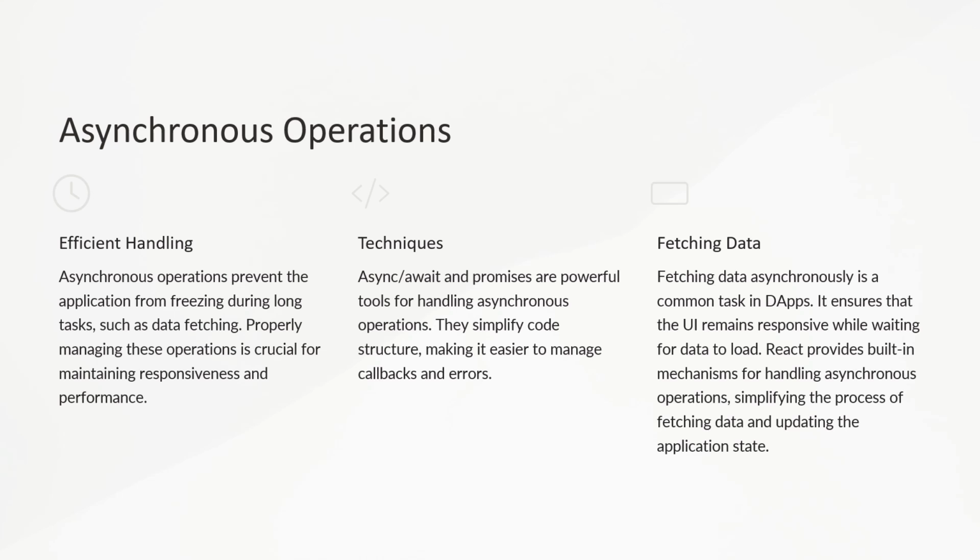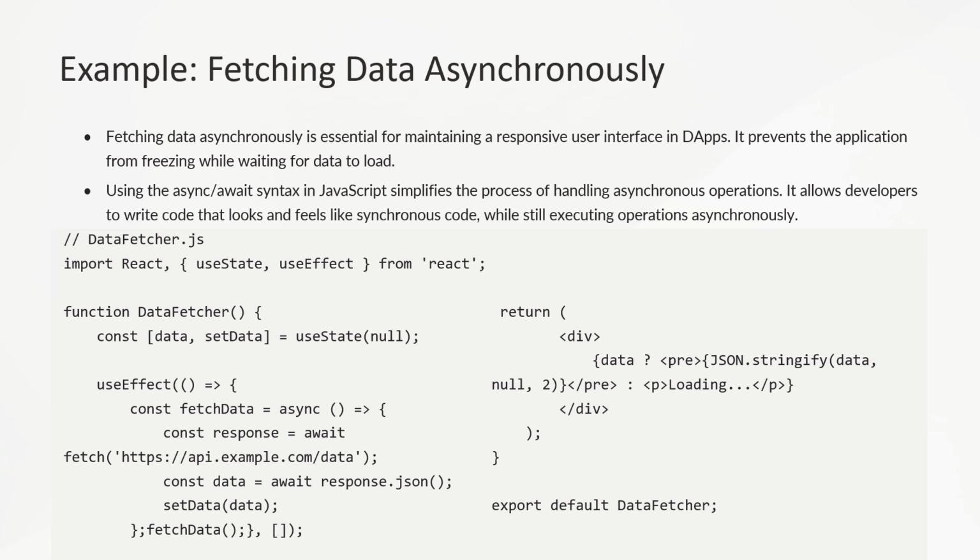Fetching data asynchronously is a common task in DApps. It ensures that the UI remains responsive while waiting for data to load. React provides built-in mechanisms for handling asynchronous operations, simplifying the process of fetching data and updating the application state. Let us now look into an example of fetching data asynchronously using this provided code snippet.